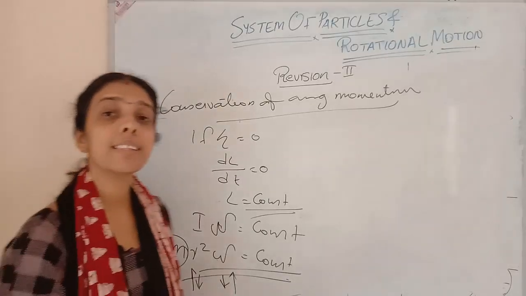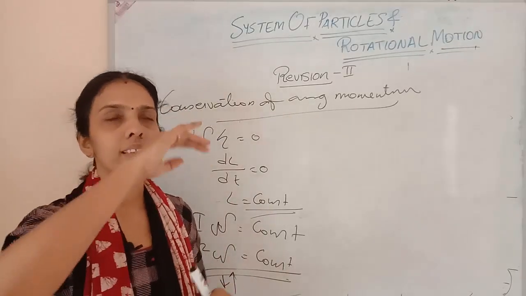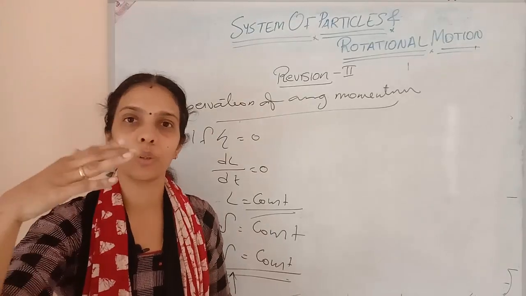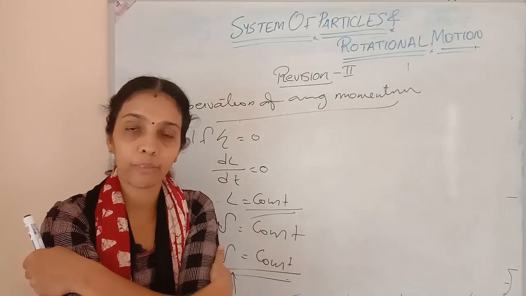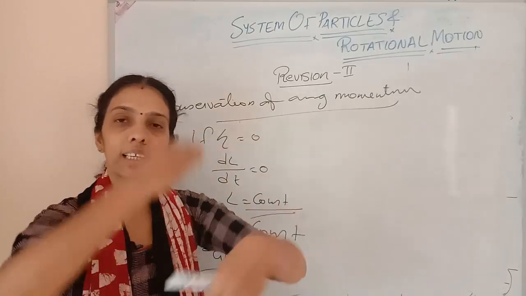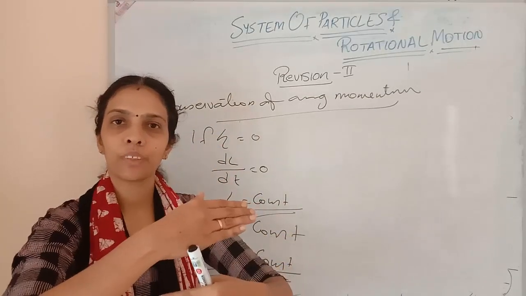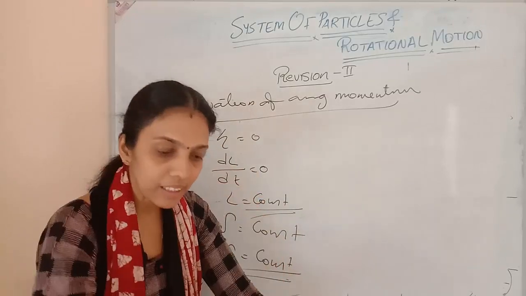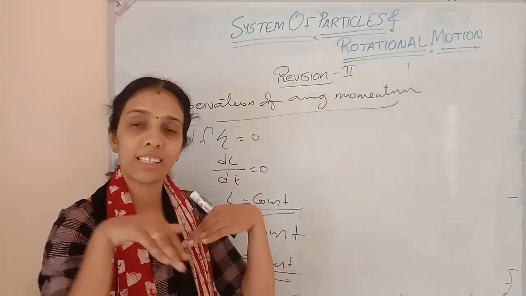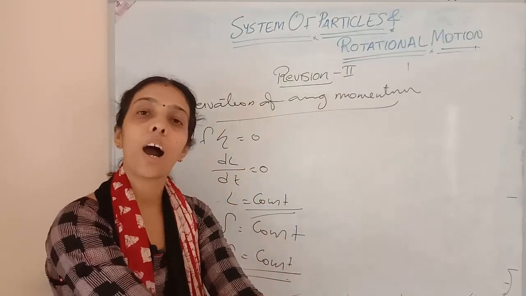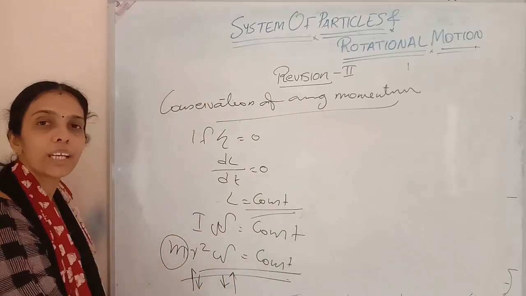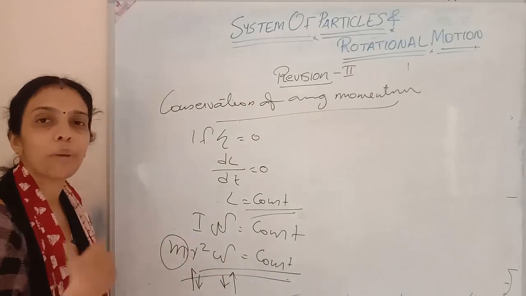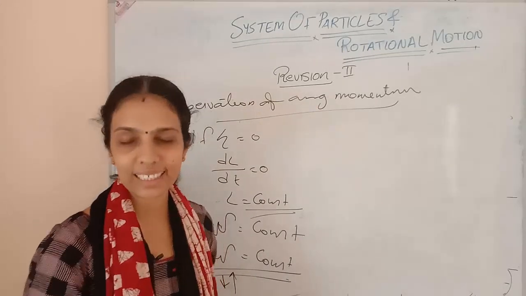The same way in somersault also. See, while jumping into a swimming pool, initially they will be holding their legs and hands together with them, isn't it? So they can increase their rotation. But when they are coming near to the pool, they will stretch the hands and legs. So R will increase. If R is increasing, what will happen? Omega will decrease, right? So omega, angular velocity, is decreasing.